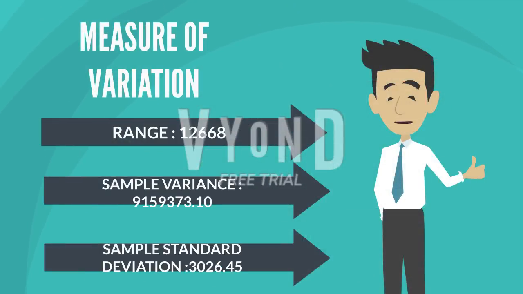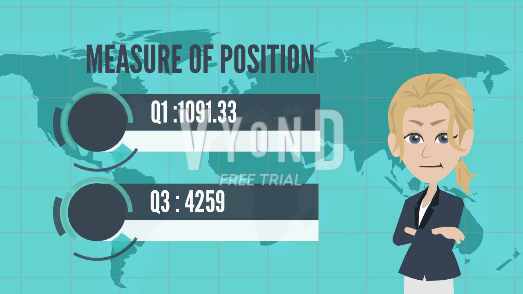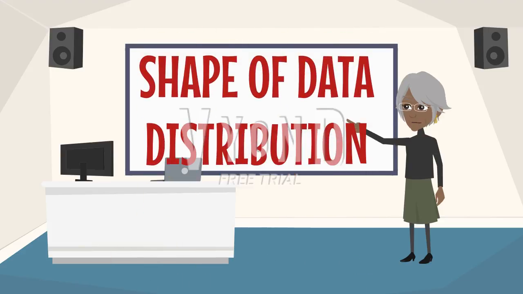Measure of variation: the range is 12,668. The sample variance is about 9,159,373.10 and the sample standard deviation is about 3,026.45. Measure of position: Q1 is 1091.33 and Q3 is 4,259. In this case the shape of the data distribution is skewed right, because its tail extends to the right. Mean is greater than median, which is greater than mode.